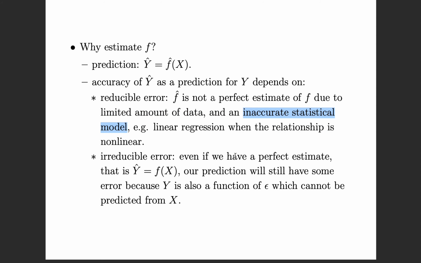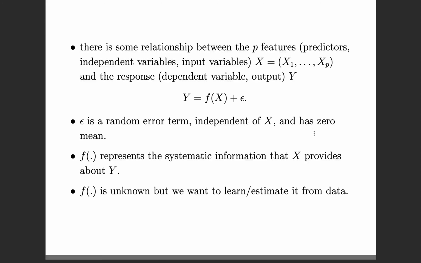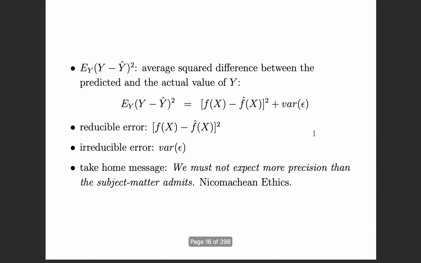Okay. Now this is a reducible error. Why do we call it reducible? Because if we had more data and if we used a more accurate statistical model, then we could make this smaller. But there is something, the irreducible error, that even if I told you what f is, even if an oracle would tell you what f is, then still you would have this epsilon. And that's not something we can get rid of as long as we're just using these features.